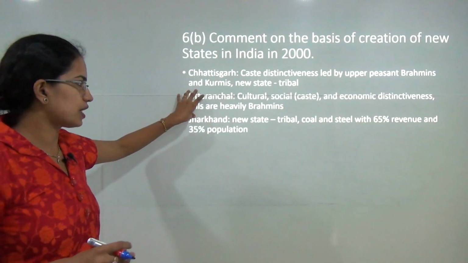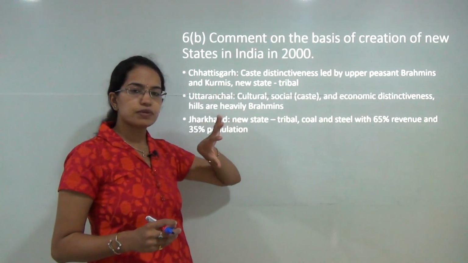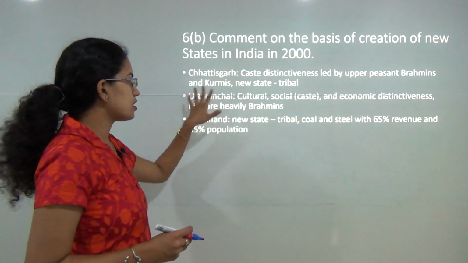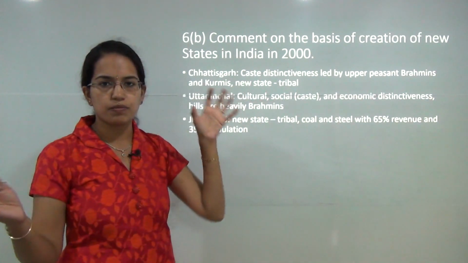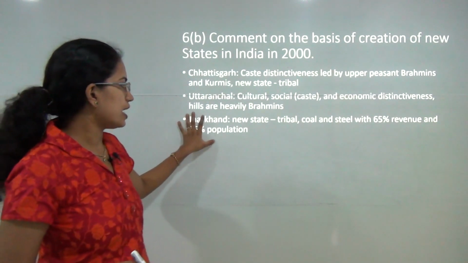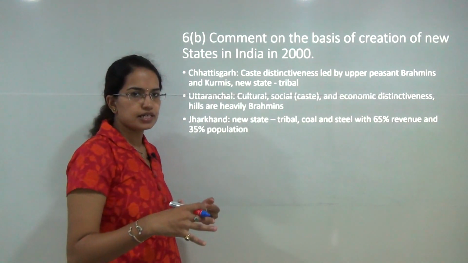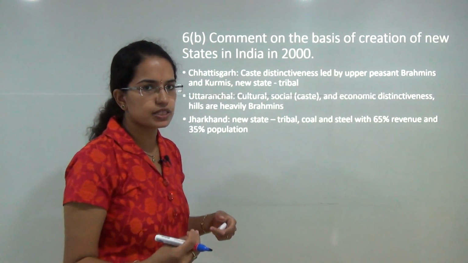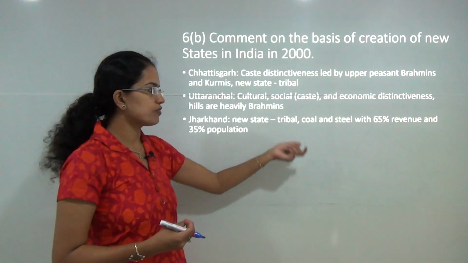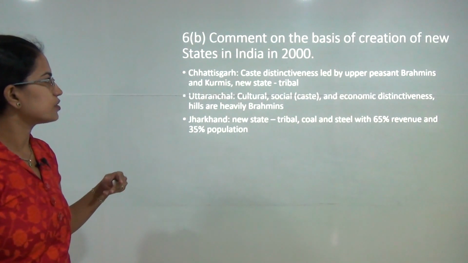When we talk about Uttaranchal, it was mainly the economic and the cultural distinctiveness, and they wanted to preserve their culture. So the hills of Uttaranchal was heavily populated by Brahmins, so they wanted themselves to be segregated. Jharkhand, which came up as a new state from Bihar, it's mainly tribal region. However, it includes only 35% of the population, but it still has 65% of the revenue in terms of the coal and the steel it has. So these were the 3 states and the reasons for the formation.